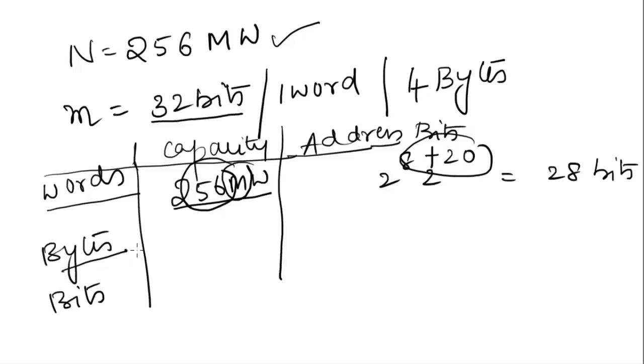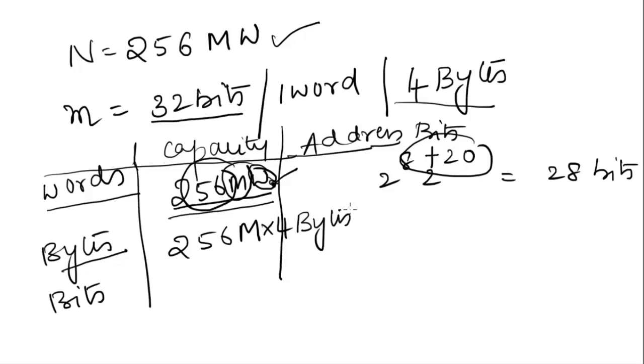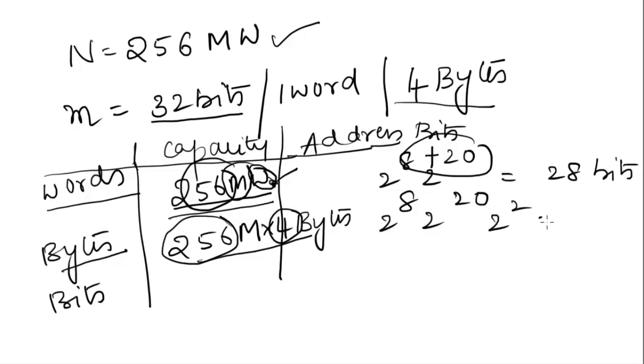Next, similarly in terms of bytes. Now this entire answer is in the form of words. Now one word is capable of storing how many bytes? 4 bytes. So just write down 256 M into 4 bytes. Now for this one you have to represent the address bits. 256 is nothing but 2 power 8. M is nothing but 2 power 20 and 4 is represented by 2 power 2. Total 30 bits are required.